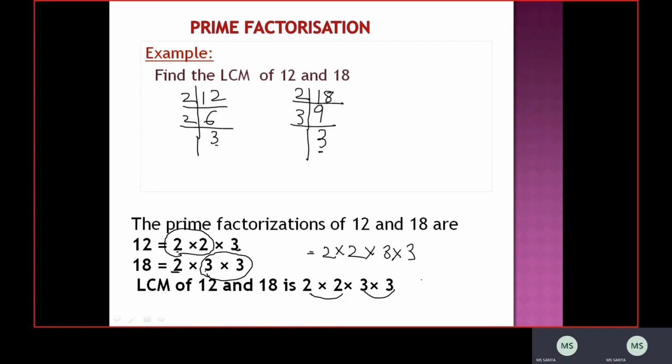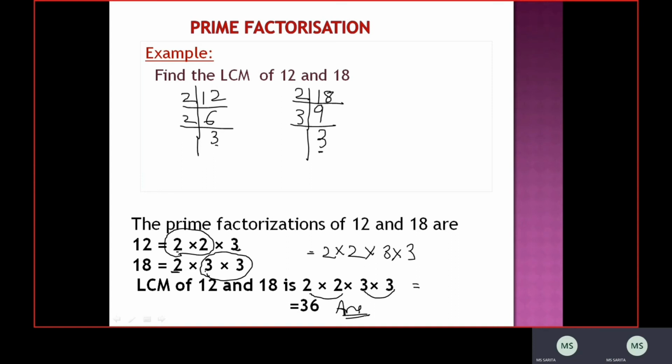So what will be the LCM here? By multiplying these numbers, 2 2s are 4 into 3 into 3. 2 2s are 4, 3 4s are 12, and 12 3s are 36. So 36 will be our answer.